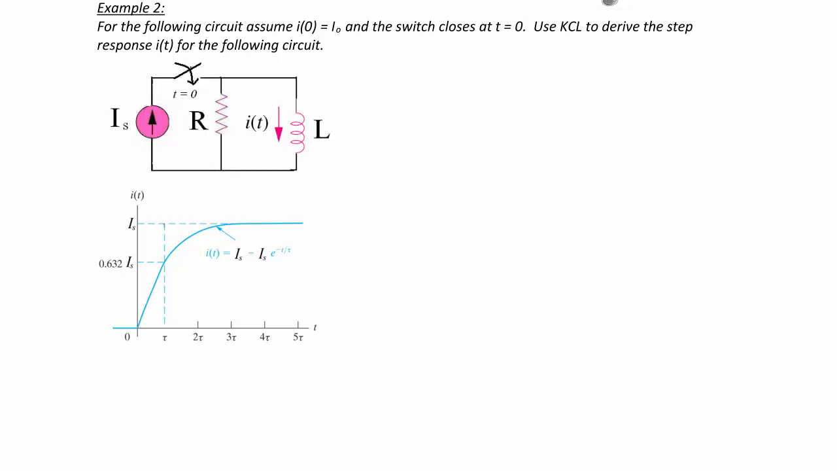Now let's do a similar derivation for an RL circuit. For the following circuit, assume I of 0 is equal to I naught and the switch closes at t equals 0. Use KCL to derive the step response I of t for the following circuit. So first, we close the circuit for t equals 0 plus. We mark the bottom node as ground, and we mark the top node as V of t. And we write the KCL equation.